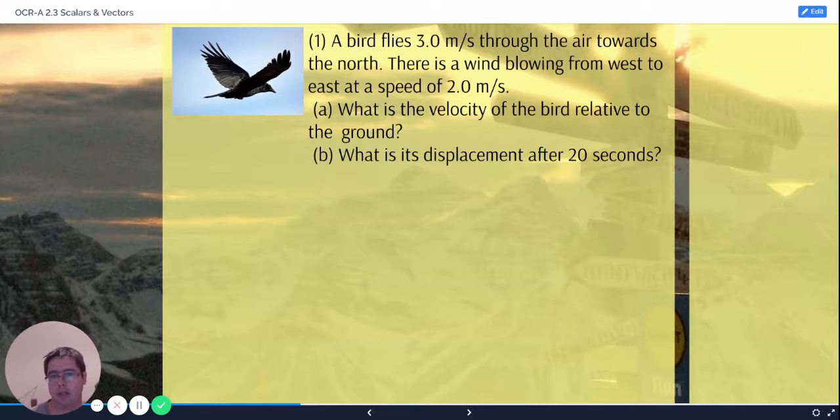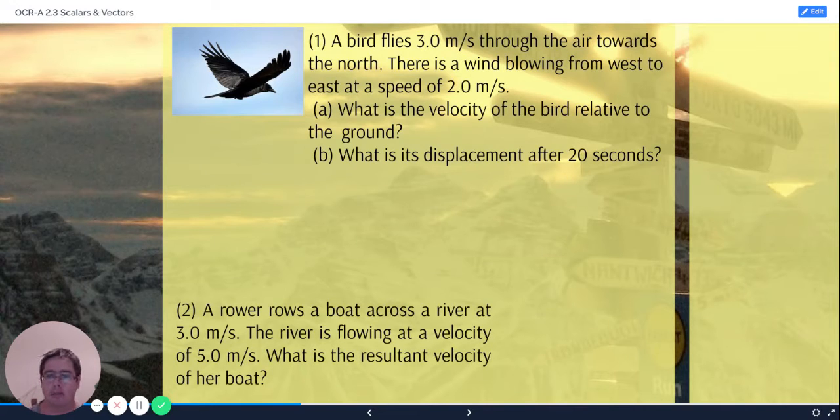It's worth knowing which direction is west and east on a compass. As you're looking at a piece of paper, north is up, south is down, to the left is west, and to the right is east. Can you tell me the velocity of the bird relative to the ground, and can you tell me what that bird's displacement will be 20 seconds after we start our observations?